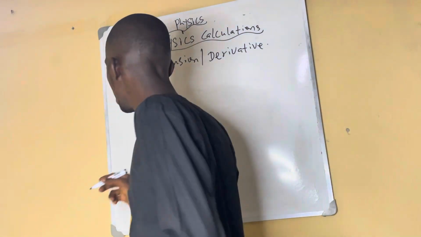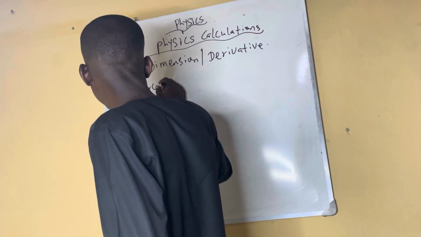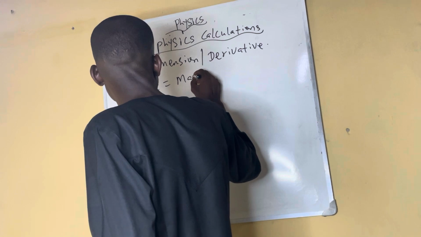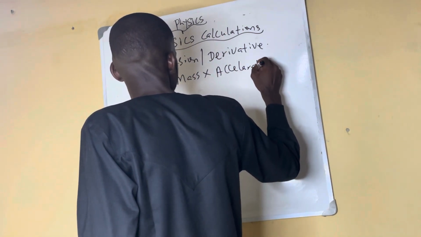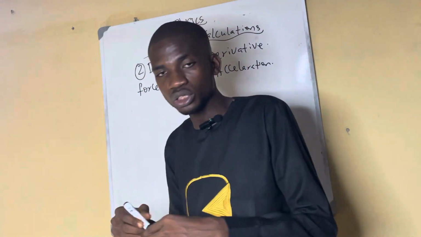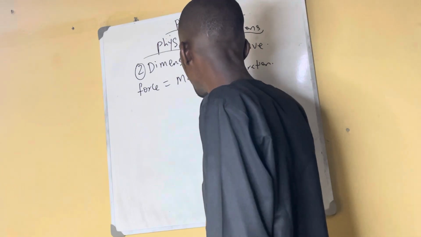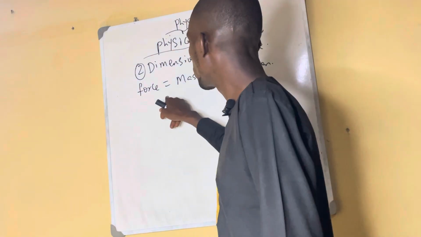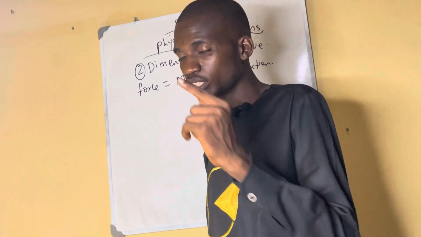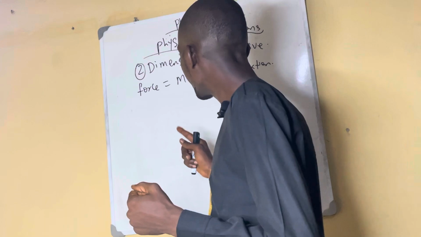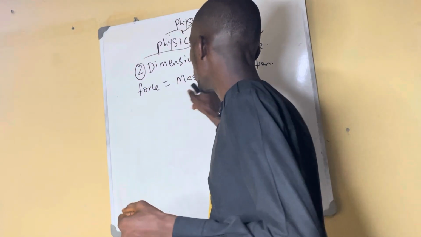In physics, you know that force, let's take number one, force is mass times acceleration. Sometimes in calculation, they might give you mass and acceleration and ask you to find force. So what you do, you use the formula and find it directly. Do you understand? So sometimes they might give you acceleration and force and ask you to find mass. You substitute. Do you understand?